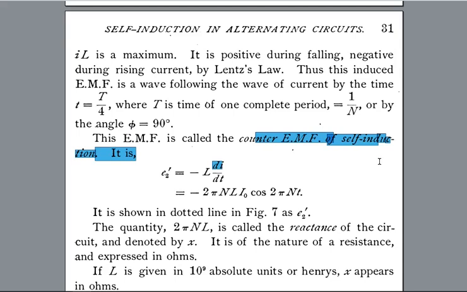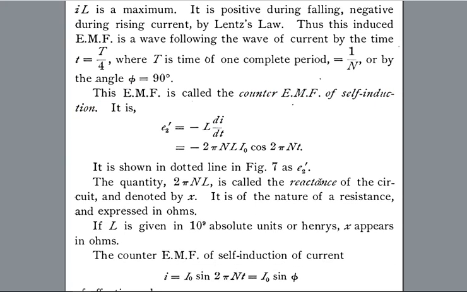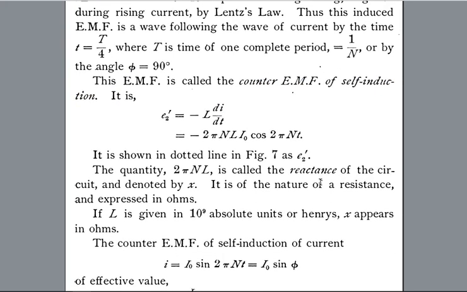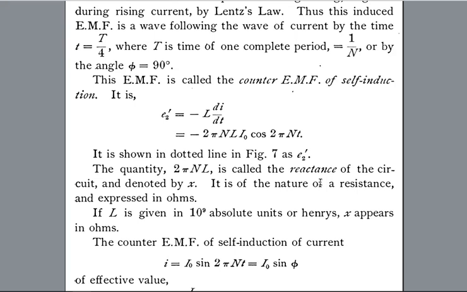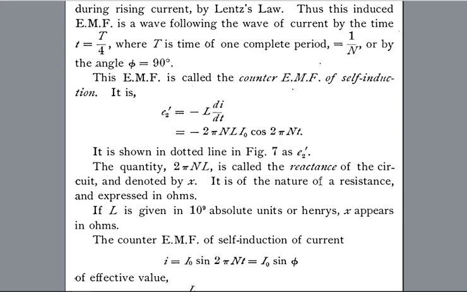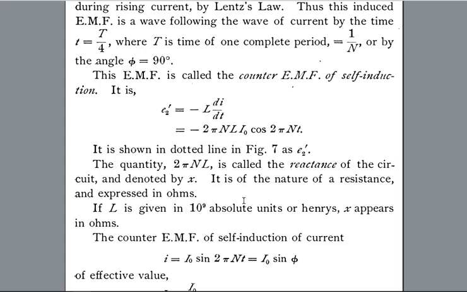It is E′ = −L di/dt = −2πnL I₀ cos 2πnt. It is shown in dotted line in figure 7 as E′. The quantity 2πnL is called the reactance of the circuit and denoted by X. It is of the nature of a resistance and expressed in ohms.